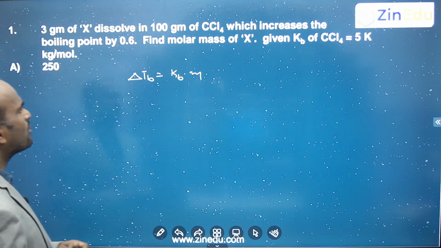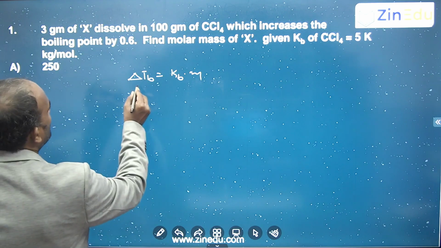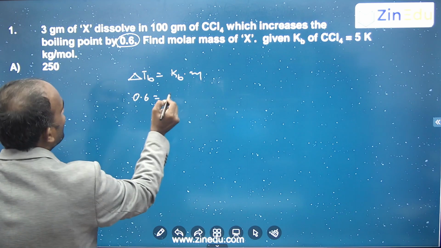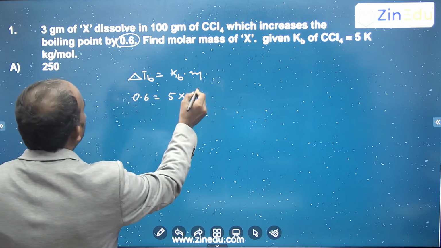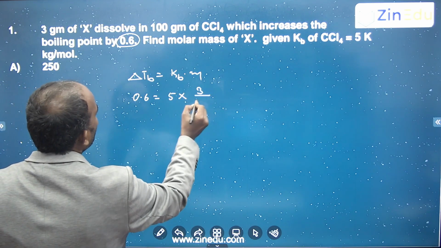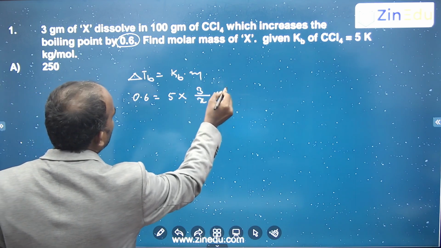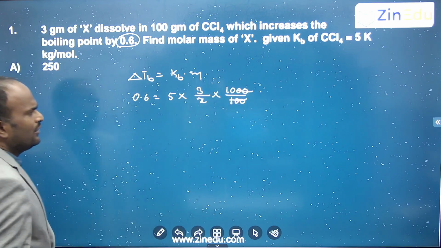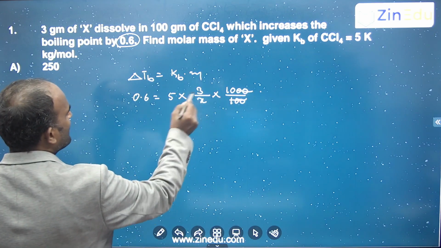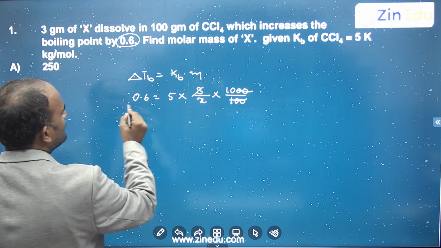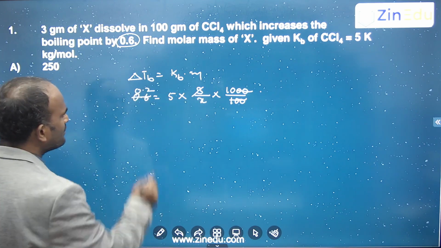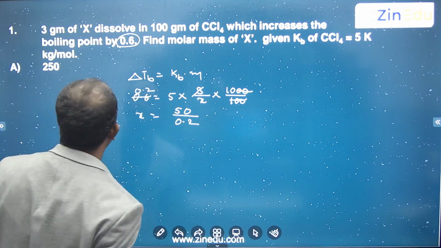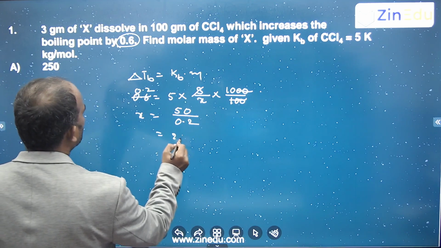Now delta TB is equal to KB into m. What is the delta TB given? 0.6. The KB value is also given, 5, into weight of the substance 3 grams, molecular weight we have to calculate, into 1000 divided by 100. Right? So now this is going to be how much? 0.20 x is equal to 50, so x is 50 divided by 0.2. That is equal to 250.